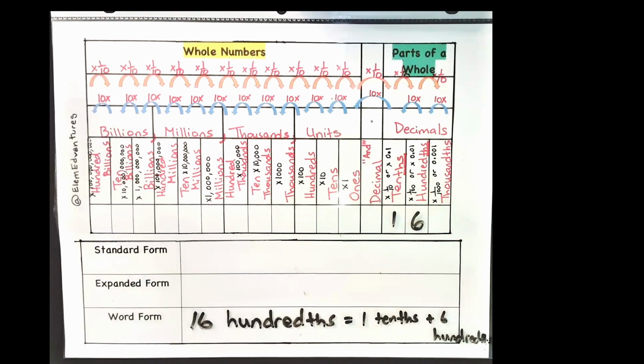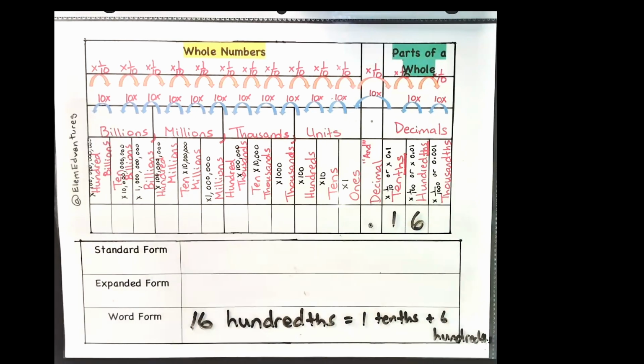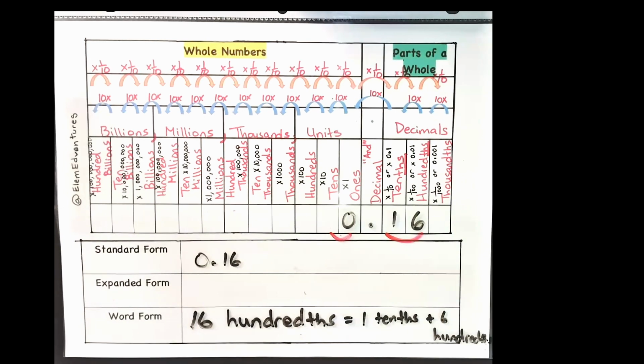Since we're seeing digits in the parts of the whole side, we do need to show our decimal point. Otherwise, this looks like 16 wholes. And just to show that there are no values on the whole number side, I'm going to place a 0 in the ones. So our standard form is 0.16 or 0 and 16 hundredths.